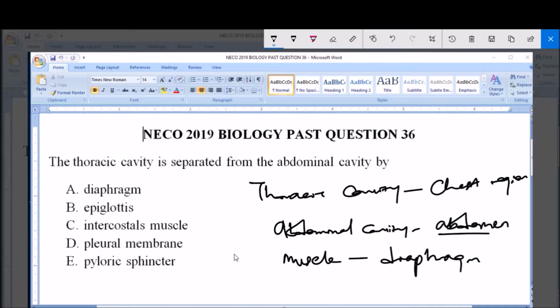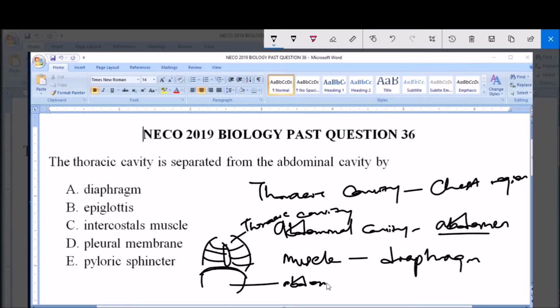Now let me just give a brief sketch. Let's take, for instance, this is the thoracic cavity with the ribs. This is the sternum with the ribs, like this is the sternum. Now the diaphragm is a muscle like this. This is the diaphragm separating this thoracic cavity from the abdominal cavity. This is the abdominal cavity.